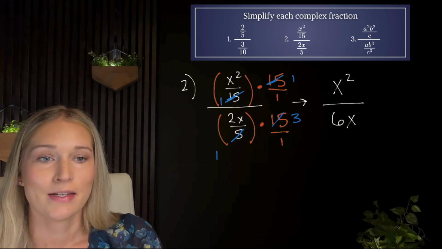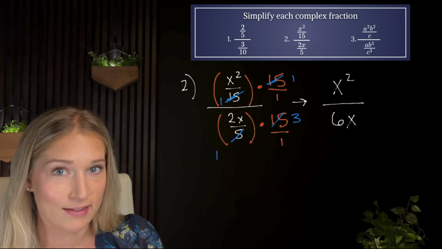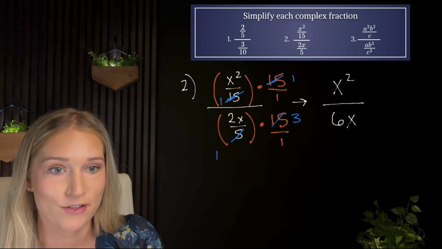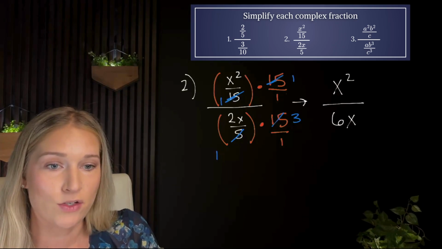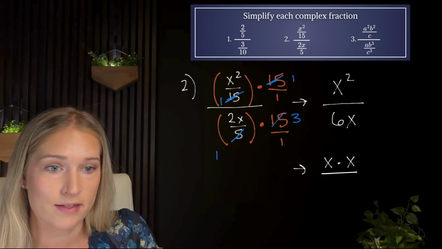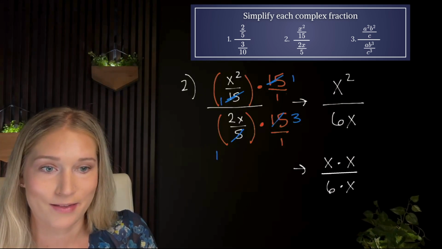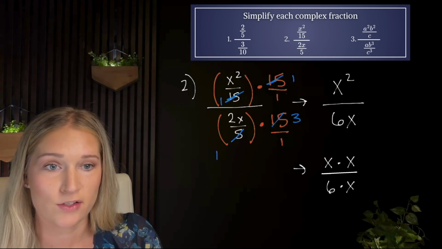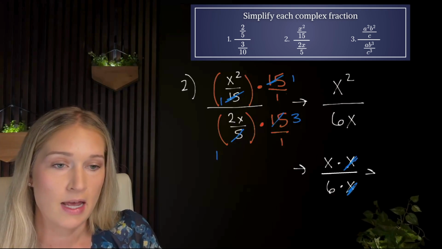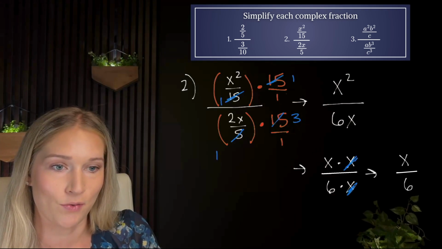Now from here, I can actually simplify a little bit further because I see that the numerator and the denominator have a common factor of x. That numerator, if you're not comfortable with this, can be written as x times x over 6 times x. So since I have that common factor of x in the top and the bottom, I can go ahead and reduce that down, and I would be left with x over 6.